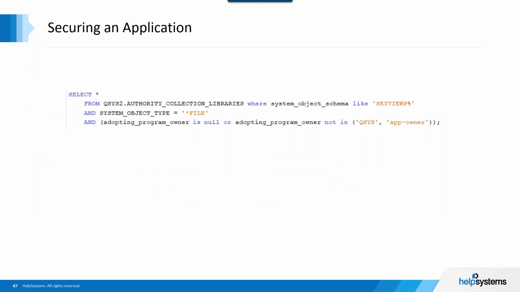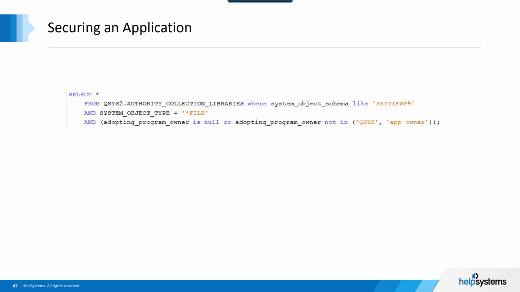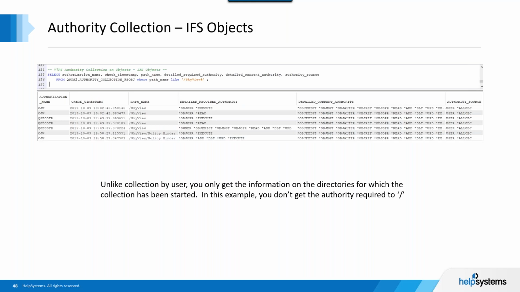Another thing is that a lot of times people are going to use the object authority collection to secure an application, or maybe just one library in an application. In this case, perhaps you want to look at just securing the files. So again, I've turned the collection on for a particular library, and this time I want to just see what it looks like for those files. And again, you can find out who all is accessing it, and it will list out the authority that is being required.